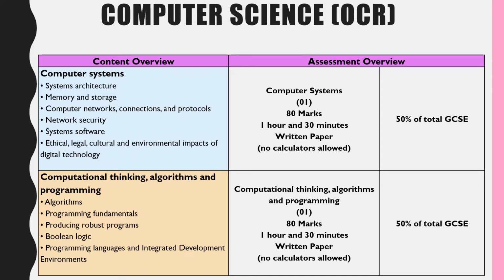Both of these papers are weighted equally. They're both an hour and a half and they're 80 marks each. The first paper is completely theory, and it also has a long answer question within that. And then the second paper is split up into two bits. So one testing some theory knowledge, and then the second part of that paper is about writing code and being able to adapt code.